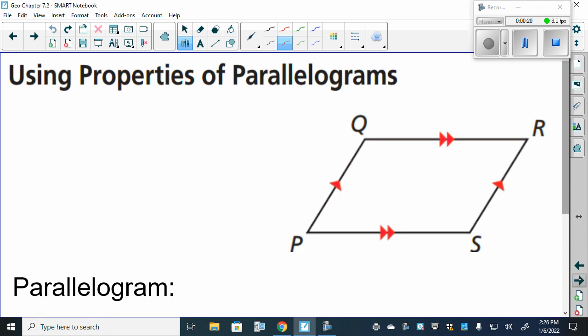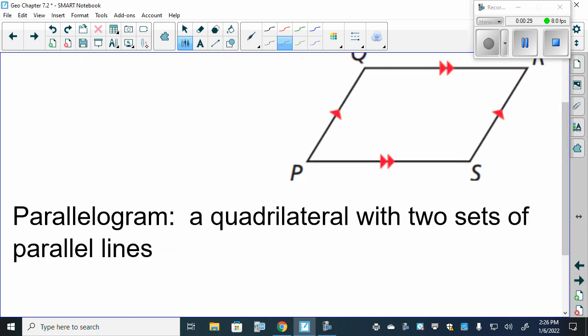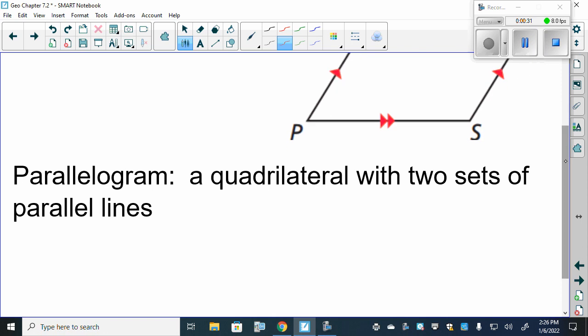What we're looking at today is parallelograms. Now, a parallelogram is a quadrilateral with two sets of parallel lines. So any quadrilateral that contains two sets of parallel lines is going to be considered a parallelogram.